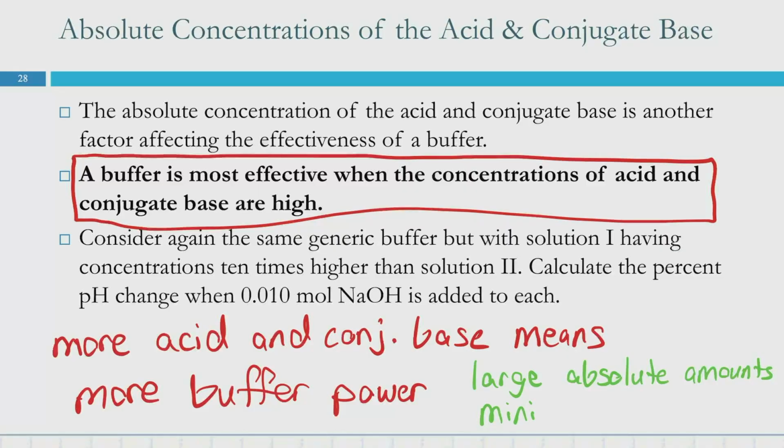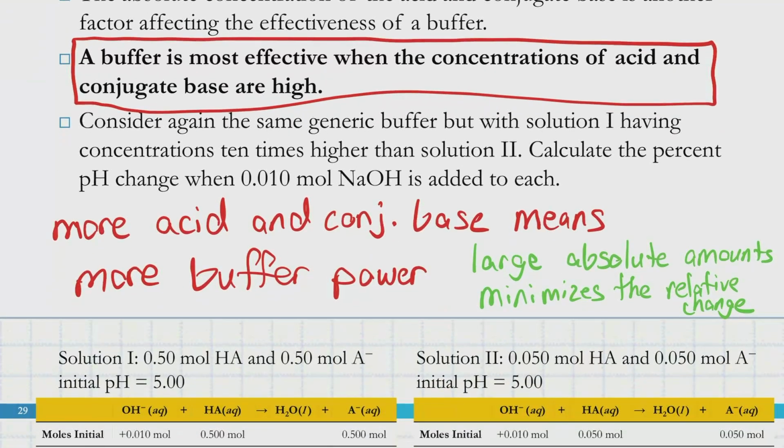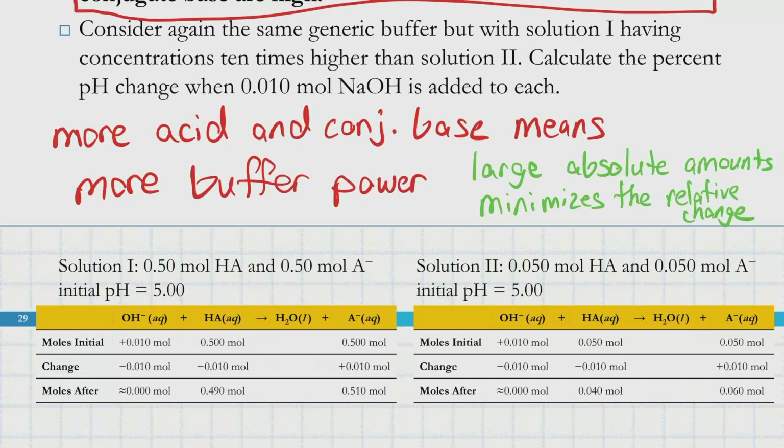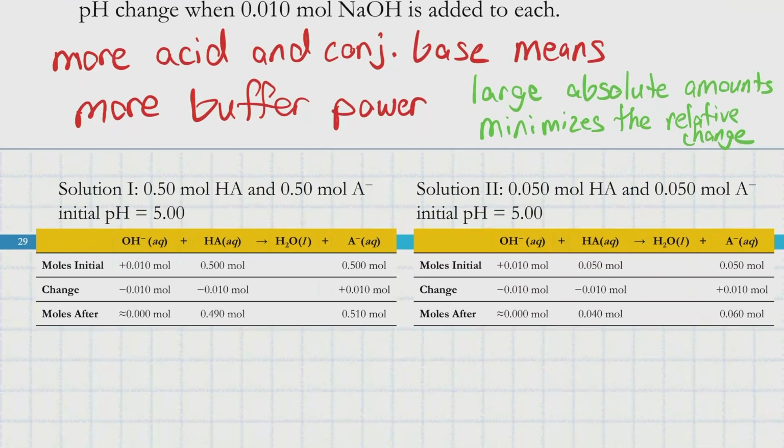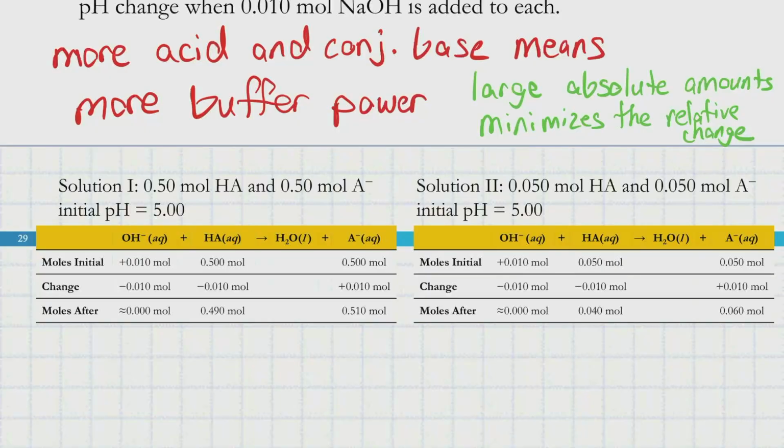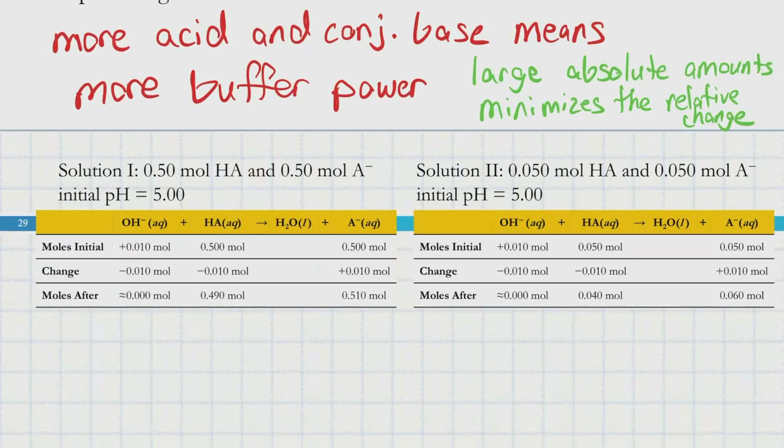So large absolute amounts minimize the relative change when we add acid or base. So we're looking at that same acid that we had before. It's got, this time, equal amounts of acid and conjugate base. All that we've changed is in solution 1, we've got 0.50 moles of each. In solution 2, we've got 0.050 moles of each. Since we have equal amounts of both and the pKa is 5, our initial pH is also 5.